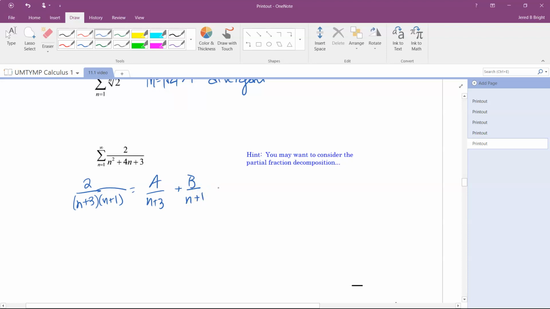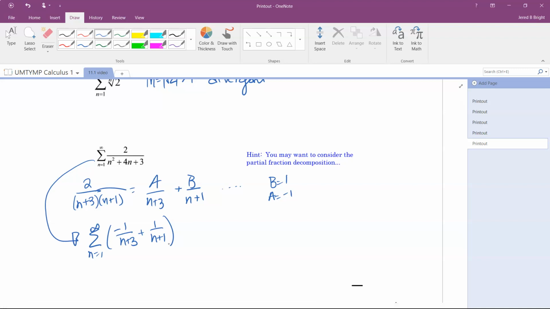And I'm going to skip the algebra. You're welcome to do it out on your own. But I end up getting that b is equal to 1 and a is equal to -1. So then really what I can say is that this whole thing is the series n equal to 1 to infinity of -1 over n plus 3 plus 1 over n plus 1. Okay, again, not immediately useful. Why is this useful for convergence or divergence?